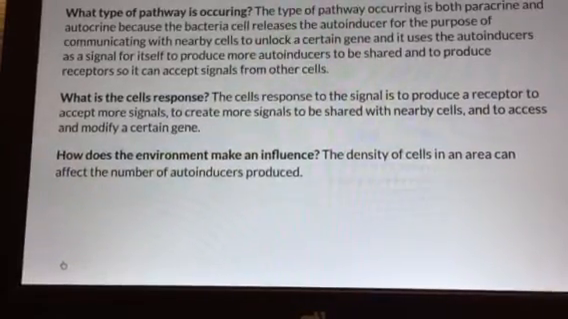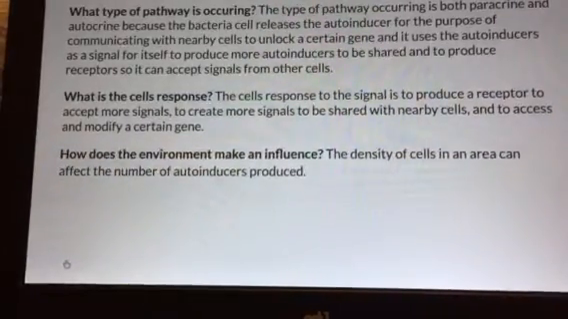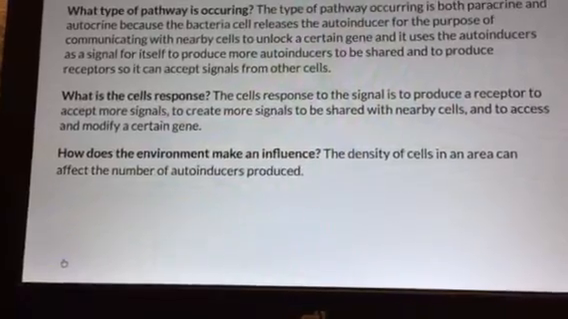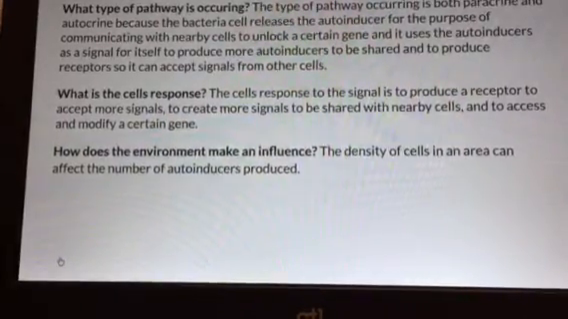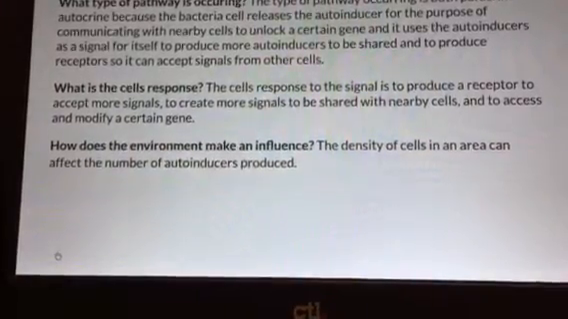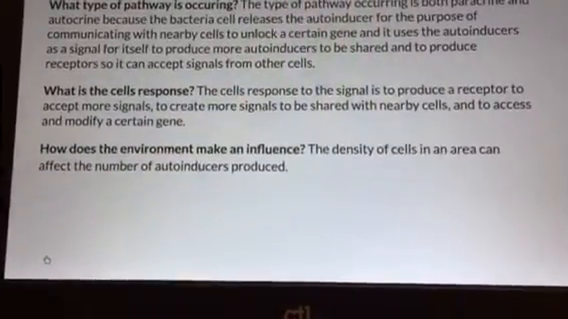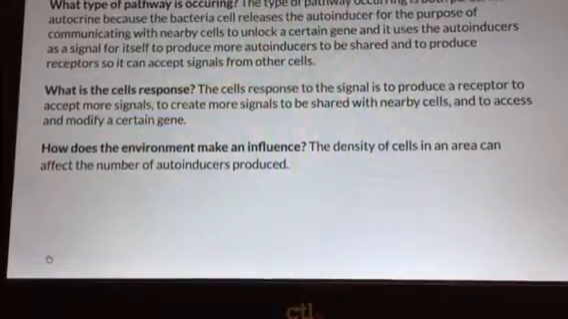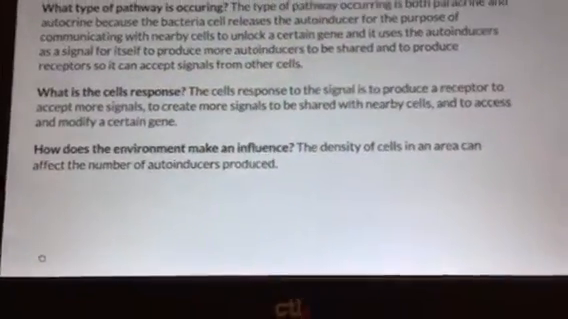The cell's response to the signal is to produce a receptor to accept more signals, to create more signals to be shared with nearby cells, and to access and modify a certain gene. How does the environment make an influence? The density of the cells in an area can affect the number of autoinducers produced.